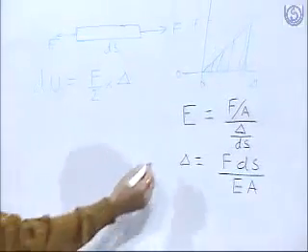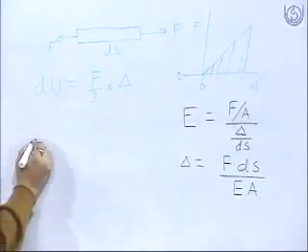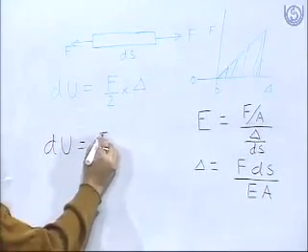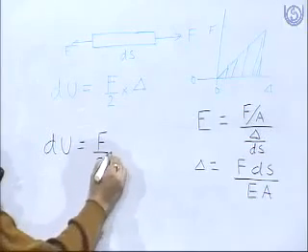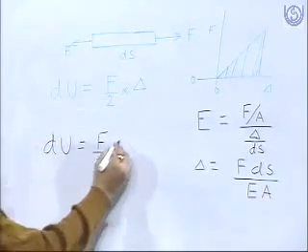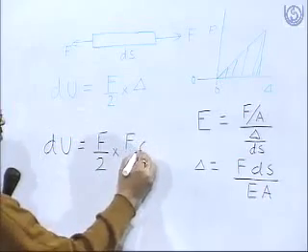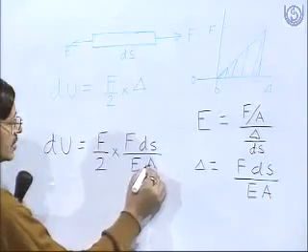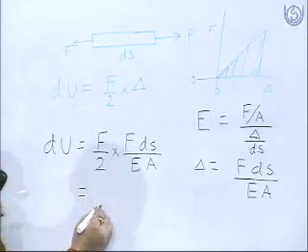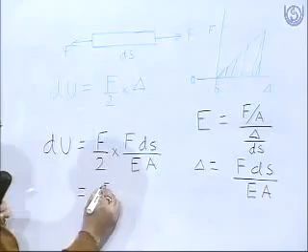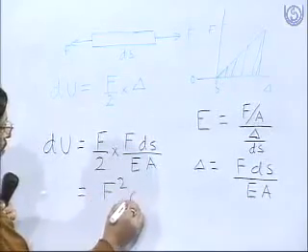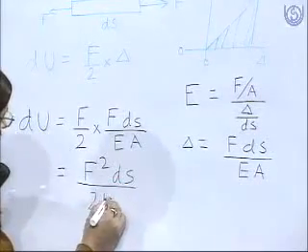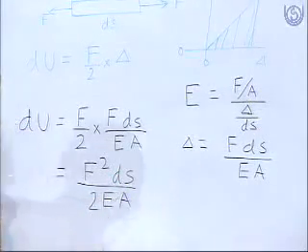So if you put this value of delta here in this calculation, du will be equal to F by 2 multiplied by Fds divided by EA. So this becomes F square ds divided by 2EA.